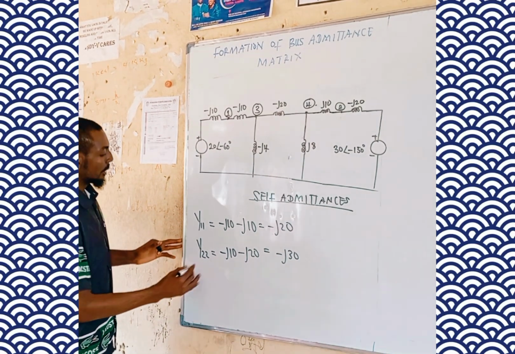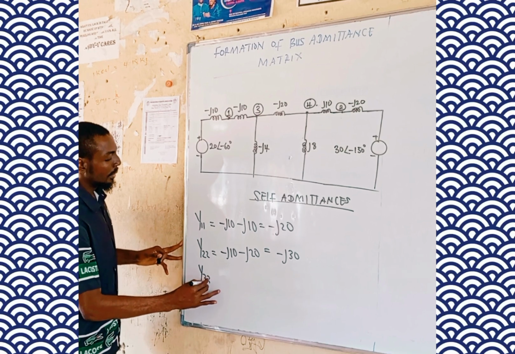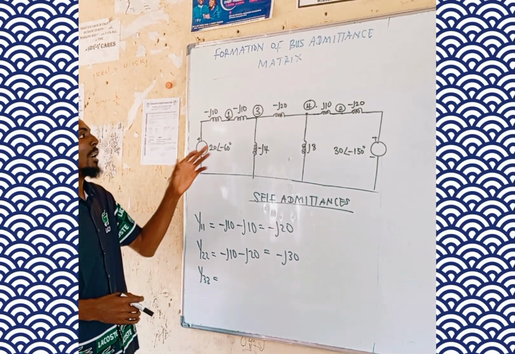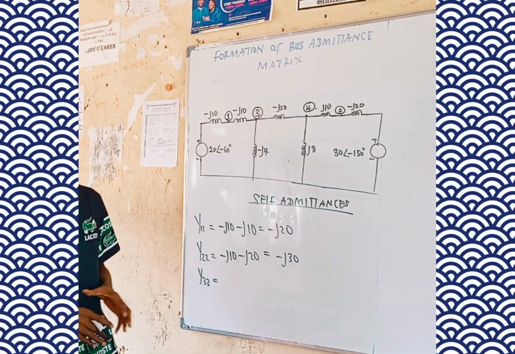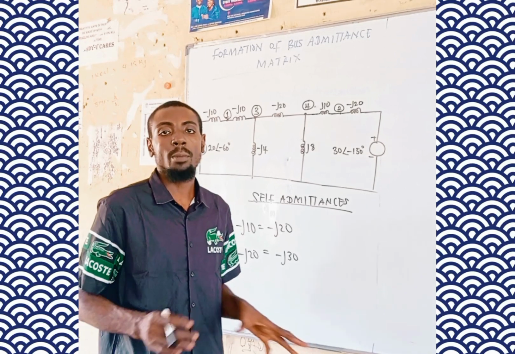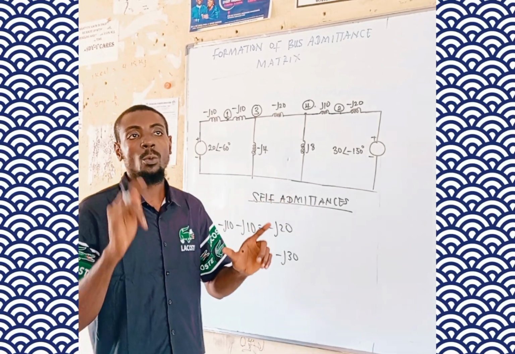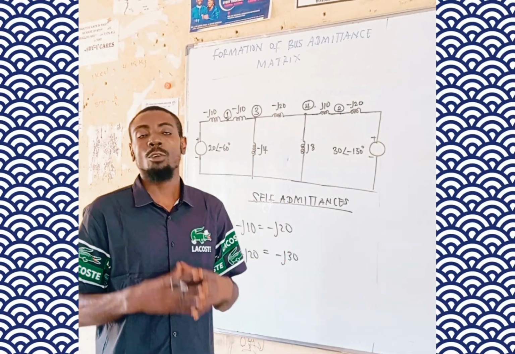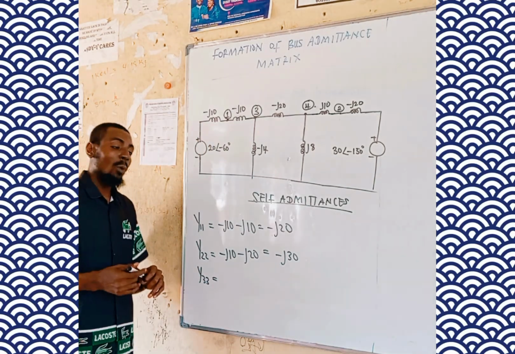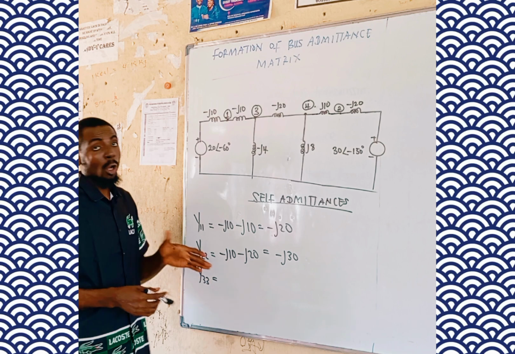So then the next is Y33. Of course, if you watch, you find that we have 4 buses here. Definitely the resulting matrix must be a 4x4 matrix, as we discussed earlier, that we will have 4 buses. We are expecting a 4x4 matrix as the resulting matrix. So we have our Y33, and of course, we're going to have up to Y44.